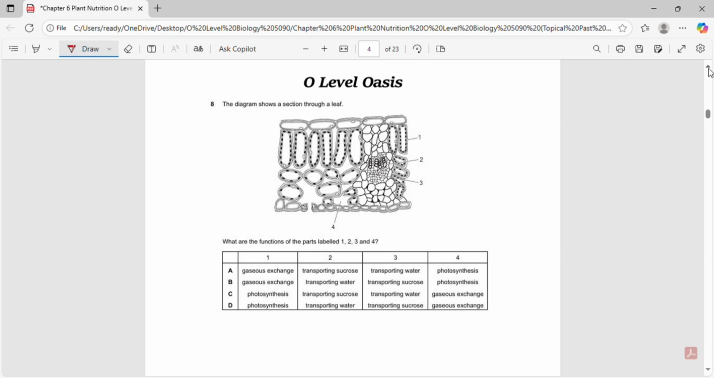Label 1 points to the palisade mesophyll layer. These are the long, closely packed cells near the upper surface of the leaf, and they contain a large number of chloroplasts. Their main function is to carry out photosynthesis by absorbing light energy. Label 2 points to a part of the vein, and more specifically, it indicates the xylem vessels. The xylem's job is to transport water and mineral ions from the roots up through the plant to the leaves.